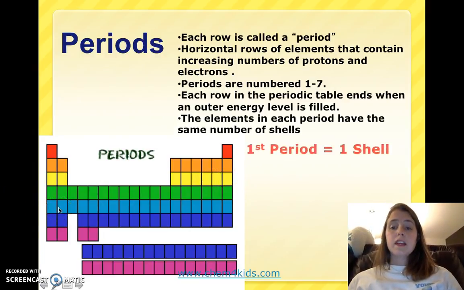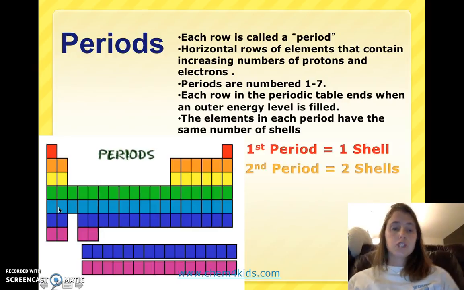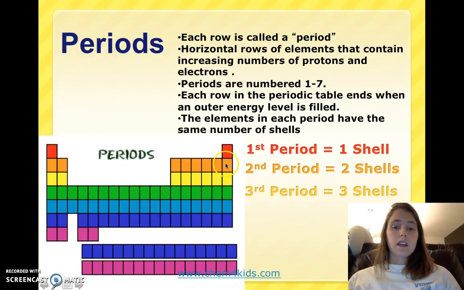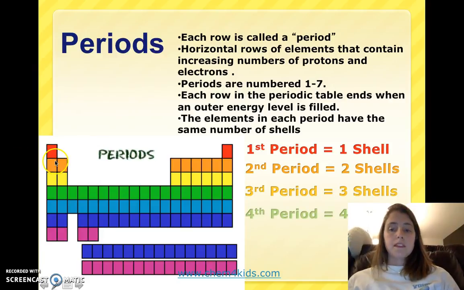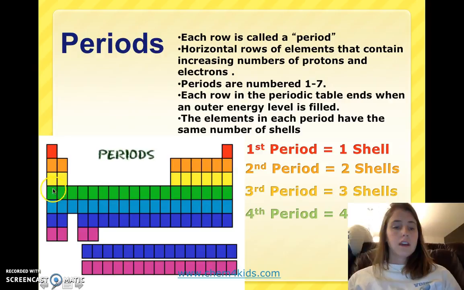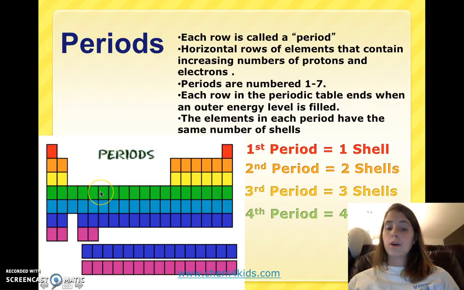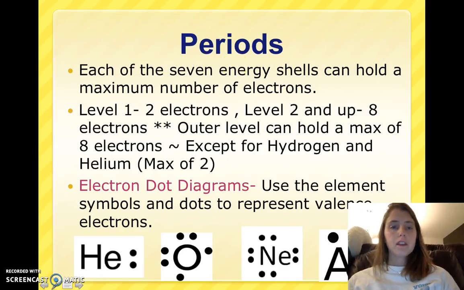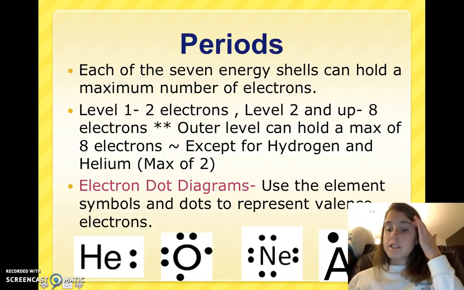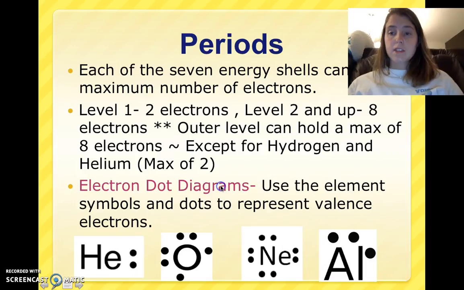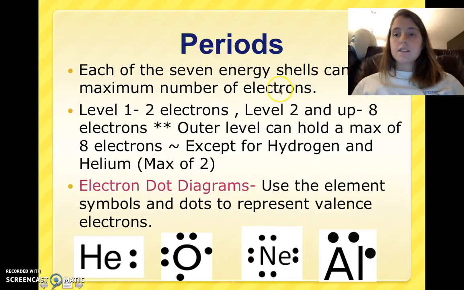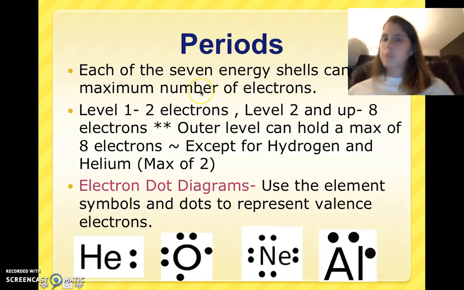And the elements in each period have the same number of shells. So these guys right here have 1 shell, these guys have 2 shells, these guys have 3 shells, and these guys have 4 shells, and so on and so forth. So now we can get a good idea of what the element looks like, as I've said before, by looking at its location on the periodic table and by looking at the actual element itself.